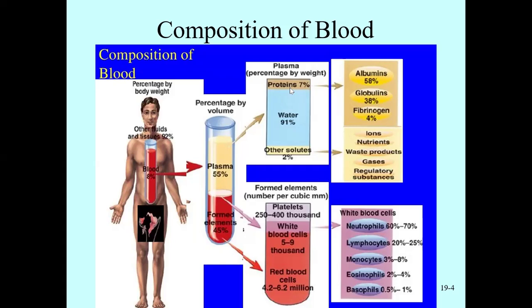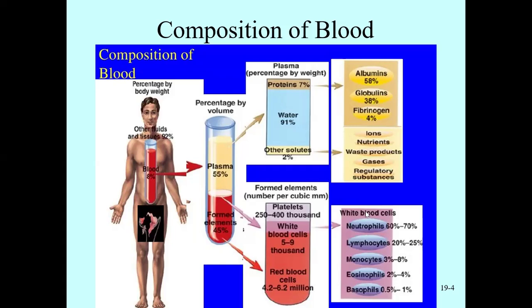The 7%, which is part of the plasma, is protein. Of this 7%, 58% is albumin, 38% is globulin, and the remaining 4% is fibrinogen. So this is the composition of the different components of the plasma and the formed cells.